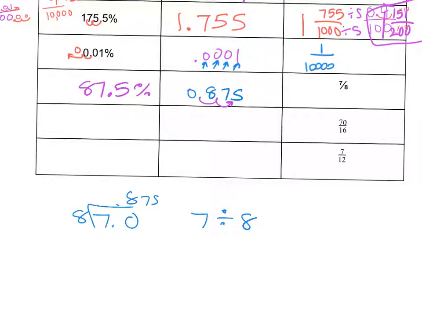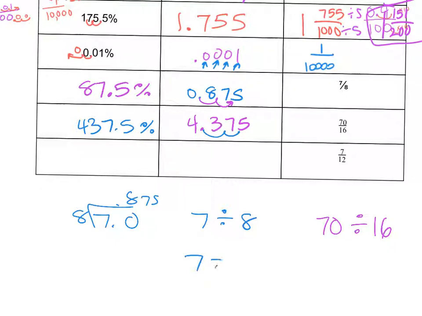How do I change 70 over 16 into a decimal? Divide. 70 divided by 16, what does it give you? 4.375. And it makes sense that it's bigger than 1 because 70 is a bigger number. It's an improper fraction. So 437.5. Exactly. 437.5%.